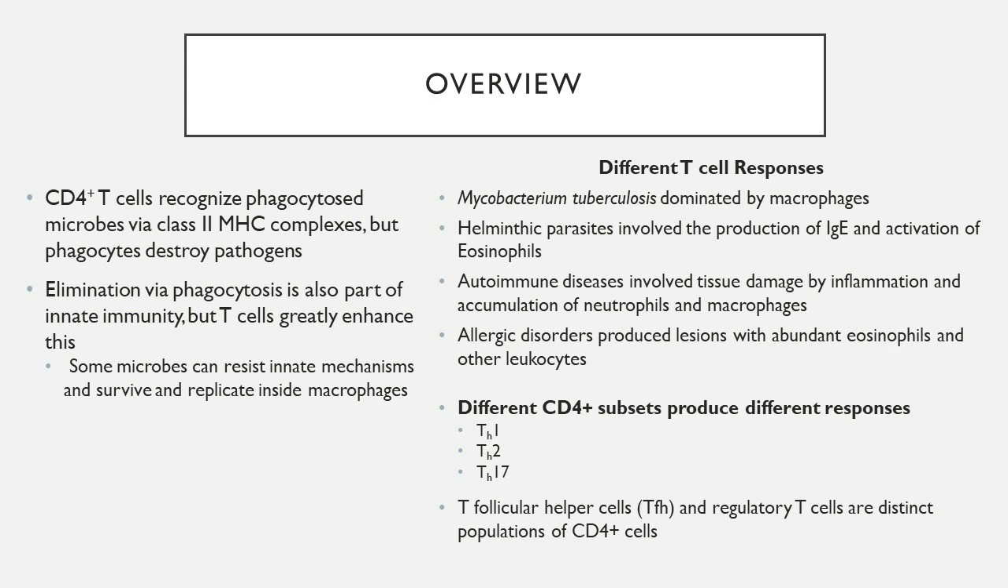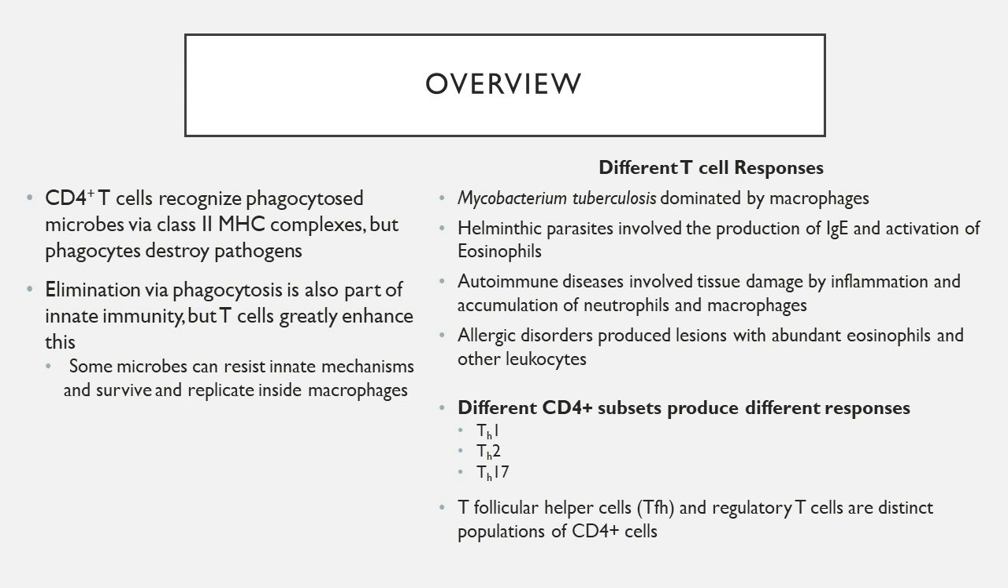Now, despite the fact that scientists understood the link between T cells and intracellular pathogens, they could still appreciate that even within that general description of T lymphocytes and intracellular bacteria, there's a wide variety and diverse array of responses included within that subset. So for instance, the response to Mycobacterium tuberculosis is dominated by macrophages, yet helminthic parasites like large tapeworms involve the production of IgE and are attacked by eosinophils. Then there are autoimmune diseases that involve tissue damage by inflammation and accumulation of both neutrophils and macrophages. And then there are allergic disorders produced by lesions that are marked by large amounts of eosinophils and, say, mast cells. In all these cases, T cells were somehow involved.